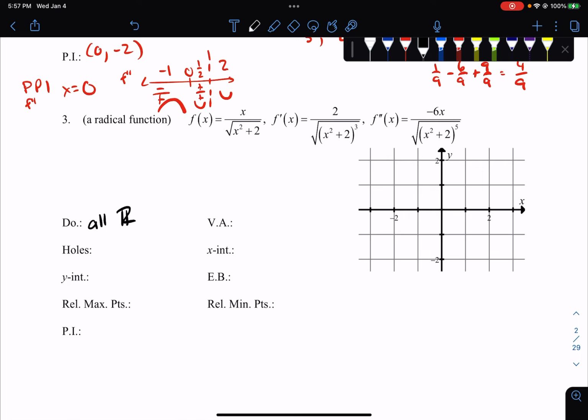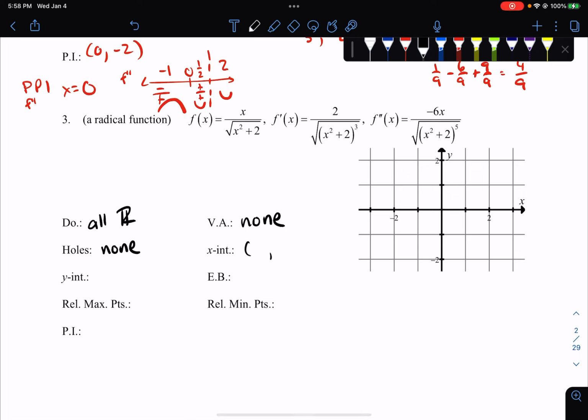Vertical asymptotes. Well, nothing simplifies. Nothing makes the bottom 0, so there is no vertical asymptote. And since nothing simplifies and cancels out, there are also no holes in this function. Hopefully this is a nice one. Let's hope it keeps going like this.